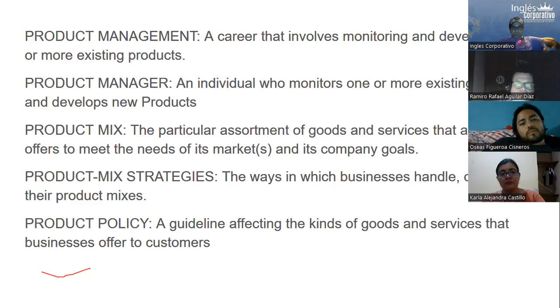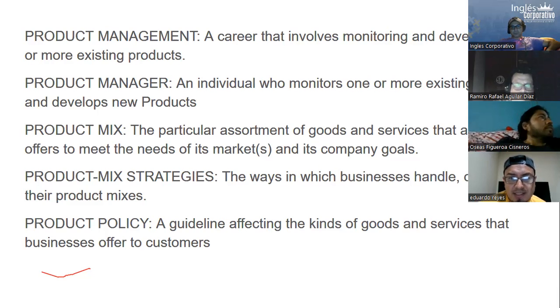What else can we do? What else can we add? Cell phones, tablets, anything like that. Good. We have here again product managers. Who wants to read product manager? Product manager, an individual who monitors one or more existing products and develops new products. So that is the manager, right? A product manager is somebody who is monitoring, checking that everything goes well, and also creating a new product.